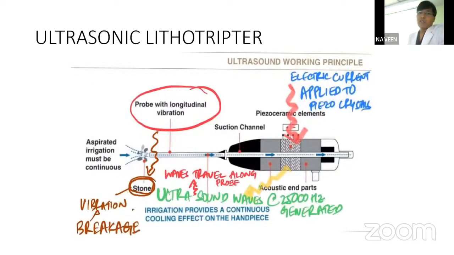Now come to the ultrasound lithotripter. When current is applied to the piezoelectric crystal, these crystals deform and produce an ultrasonic wave at a rate of 25 kilohertz. When this wave is transmitted through the probe, it leads to longitudinal probe vibration against the stone, and it leads to stone fragmentation. But what is the disadvantage of this technique? It needs continuous irrigation because they generate heat.